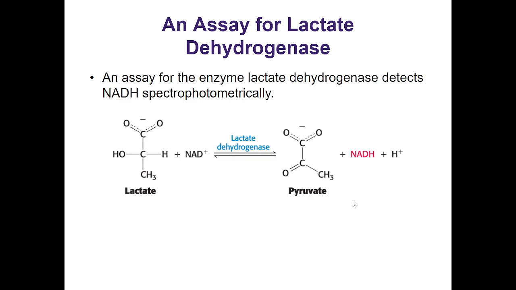Okay, so an assay of the enzyme lactate dehydrogenase detects NADH spectrophotometrically. They could have just said spectroscopically, but whatever. Really went for the long one there. The lactate here, and here's the NAD+. This is the lactate dehydrogenase. And then we have here the NADH right here. And so you can actually detect this species very easily using a spectroscopic technique, okay?